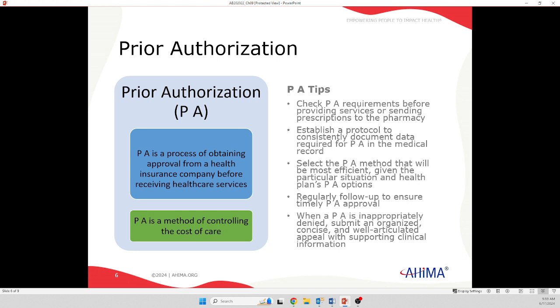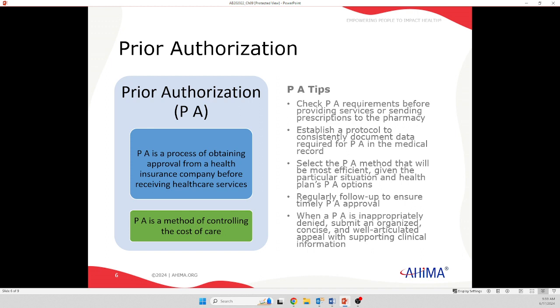Next is prior authorization. We talked a little about prior authorization, but remember that the doctor requests prior authorization, and this just confirms that your insurance is eligible for that coverage. So we're getting approval from your health insurance before you receive those. And it's also a way of controlling the cost of care, because a lot of times it's used for higher cost services.